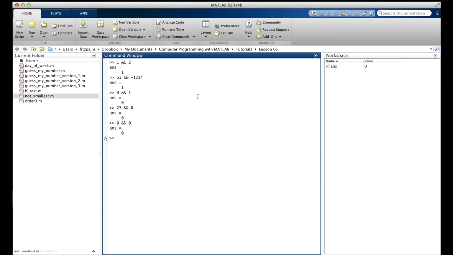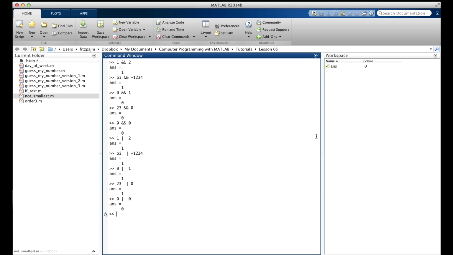Now let's give the same operands to the OR operator. Here again, we get what we would expect. When either or both of the operands of the OR operator are non-zero, which is equivalent to true, the operator gives true in the form of the number 1. But if both of the operands are 0, which is equivalent to false, then the operator gives false in the form of the number 0.